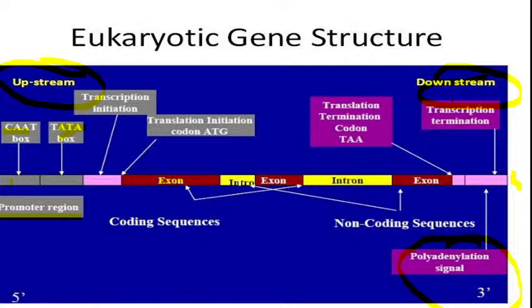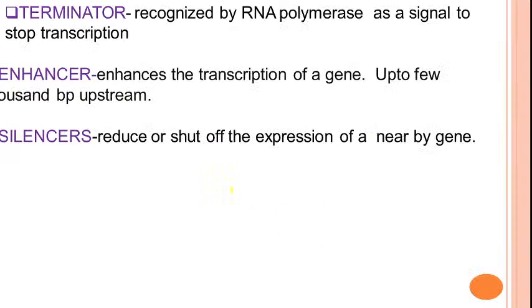So we have exons, and in between the exons we have introns. But we have to take only the exons. So we have to remove these yellow non-coding sequences first. Getting my point? Then at the end we have a terminator, which is recognized by the RNA polymerase as a signal to stop transcription.